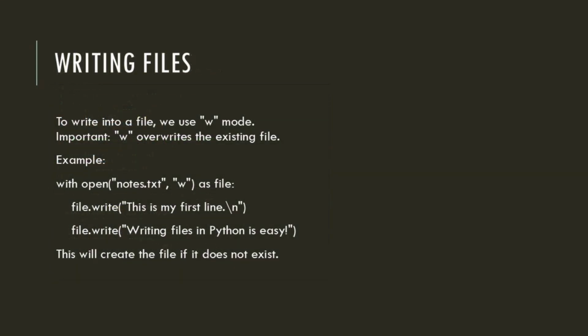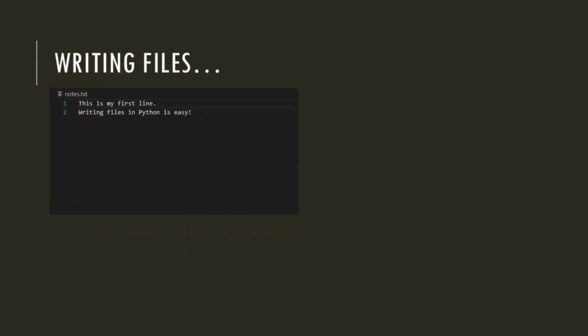Writing files. To write into a file, we use w mode. Important, w overwrites the existing file. For example, with open('notes.txt', 'w') as file: file.write('This is my first line\n'), file.write('Writing files in Python is easy'). This will create the file if it does not exist.